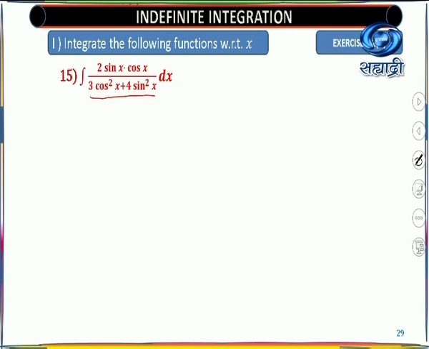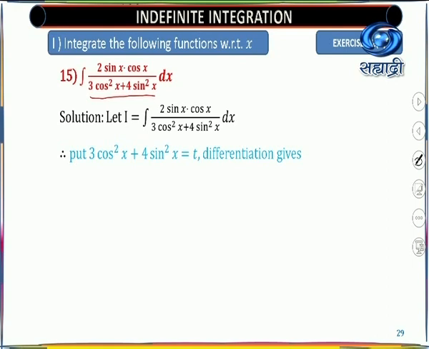So what will be the derivative of the denominator? The derivative of the denominator is a sin cos combination, and that is only the sin cos combination in the numerator. So we'll substitute the complete denominator as t. Look at our example: integral 2 sin x cos x upon 3 cos square x plus 4 sin square x dx. As usual, our procedure says that we substitute for the denominator, so 3 cos square x plus 4 sin square x equal to t.